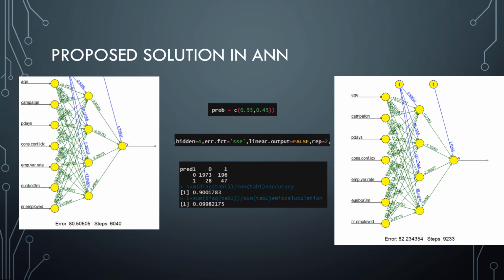So since I set the iterations to 2, as you can see, there are two neural network pictures. First is the error was 80 and steps taken were 6040. The second picture on the right hand side has 82 errors and the steps taken were 9233. Once the parameters that were mentioned were set, I managed to get the accuracy of 90%, 91%, and the error rate decreased to just 9%.